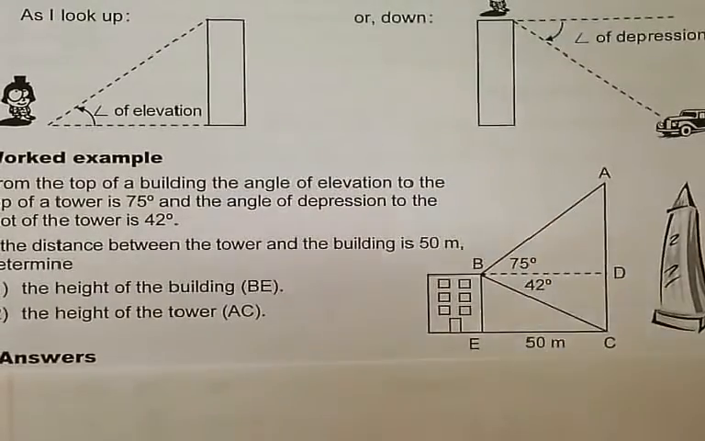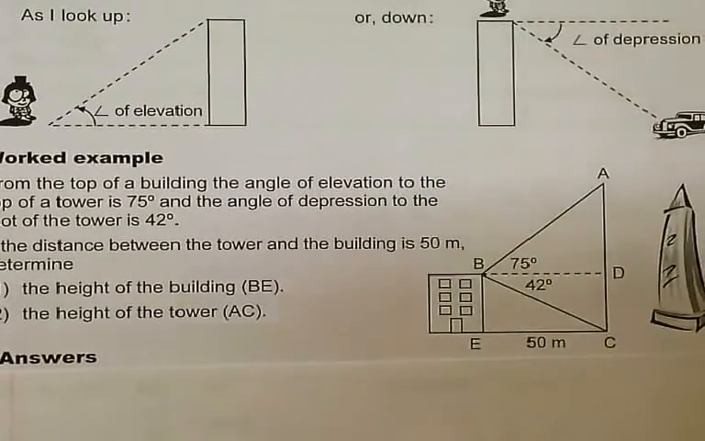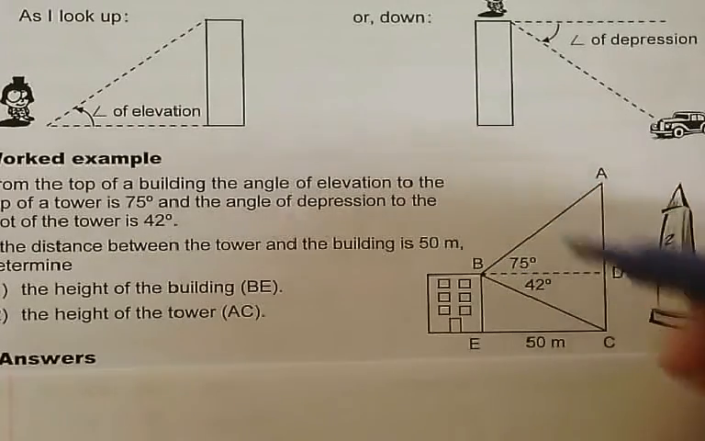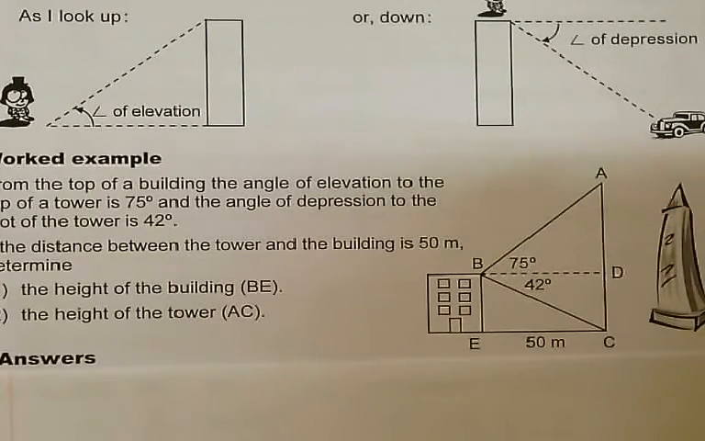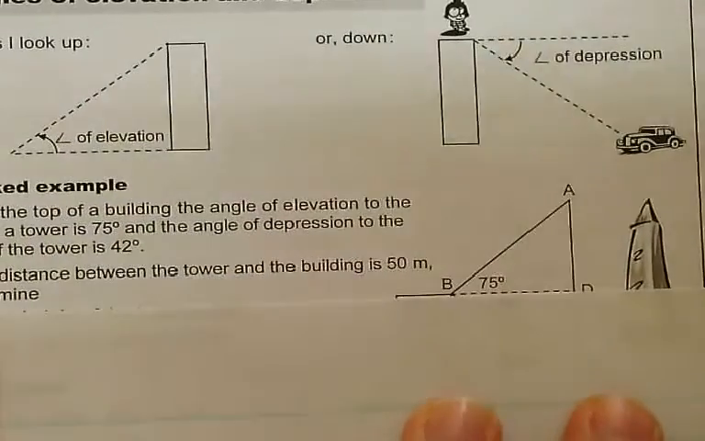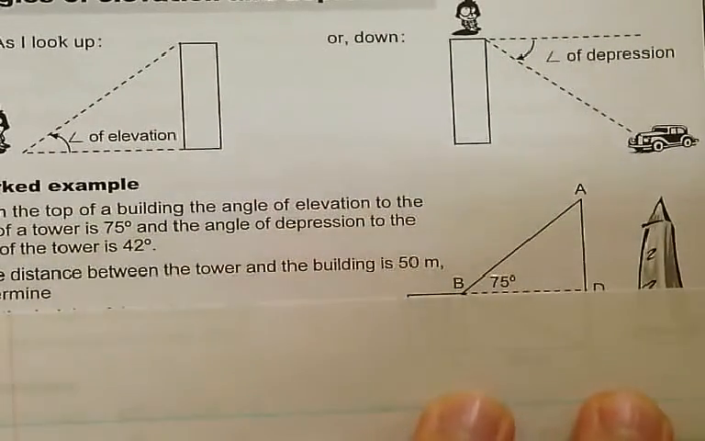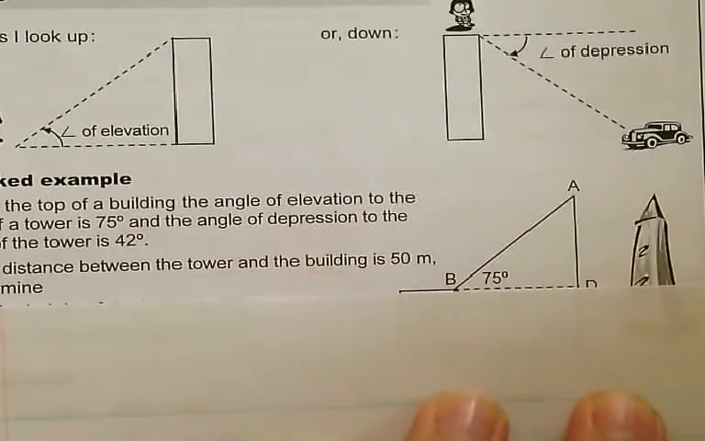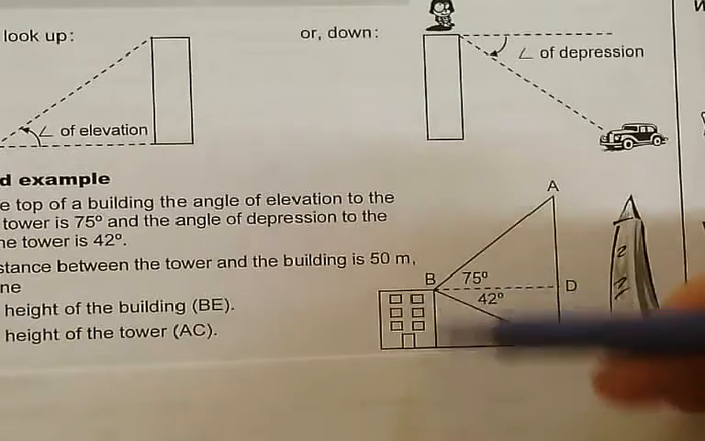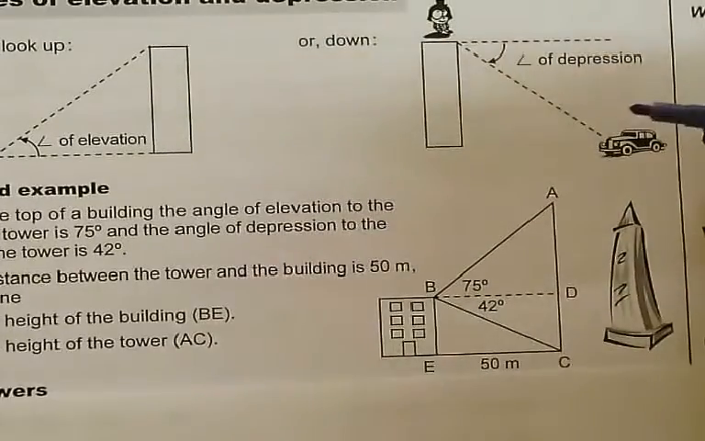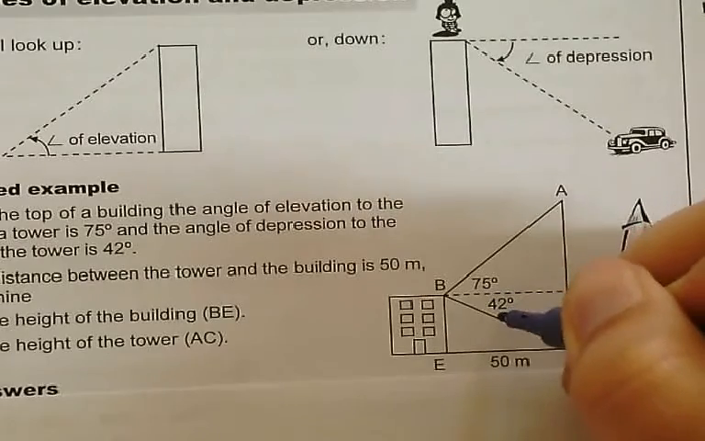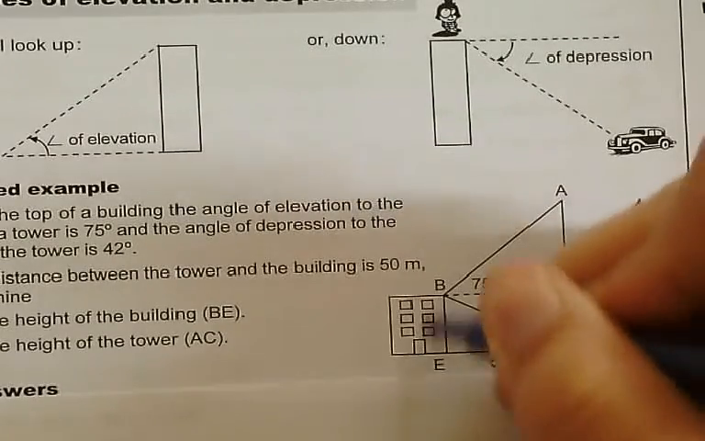So they want the height of my building. So am I going to use this upper triangle to get the height of my building? If I looked at that upper triangle, what information would that give me? It would give me more information about the tower than anything else, right? So in order to do the height of my building, I know that they are 50 meters apart. I have an angle of depression of 42, and I want the height of my building.